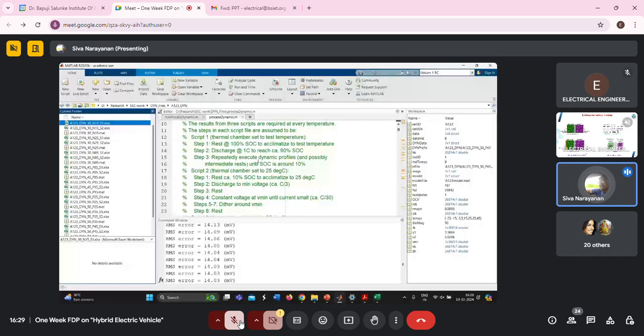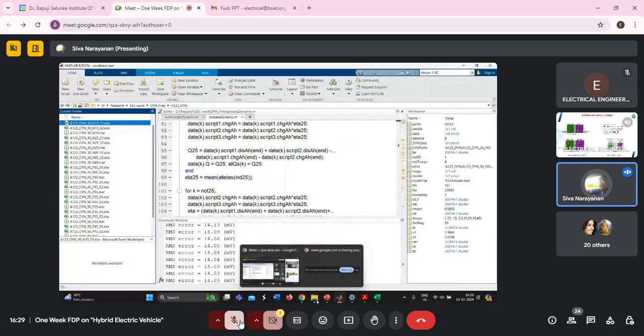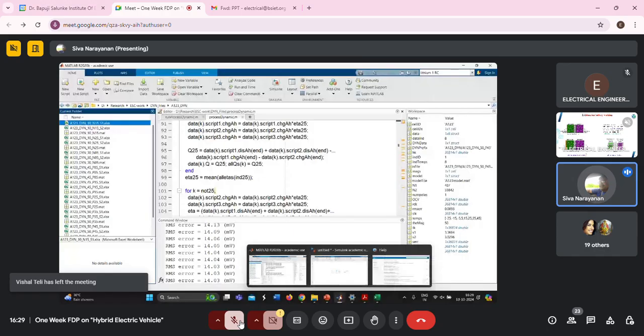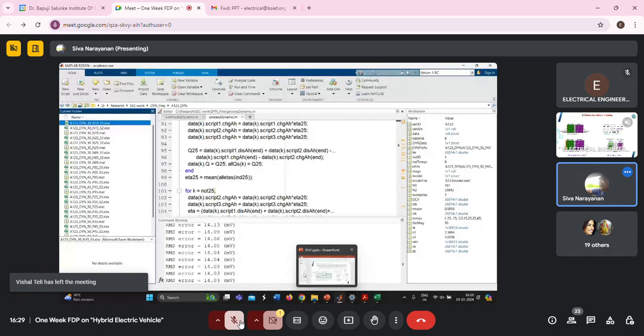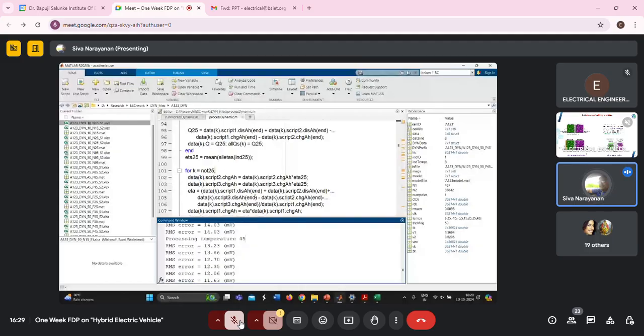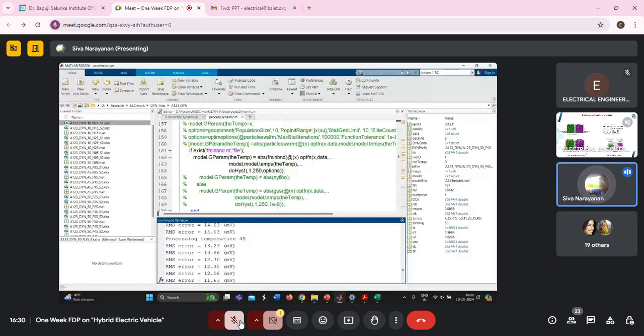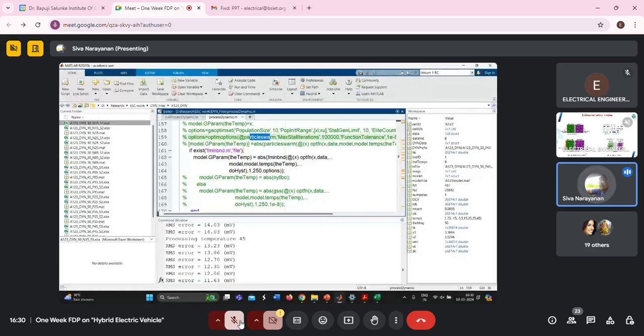From this you have some equations, which will be shared as material through the HOD. You have to follow those equations and solve. At last, this is your processing temperature. For 45 degrees centigrade, I have optimized. I checked with particle swarm and now I am doing it with fminsearch, one of the most conventional optimization techniques.